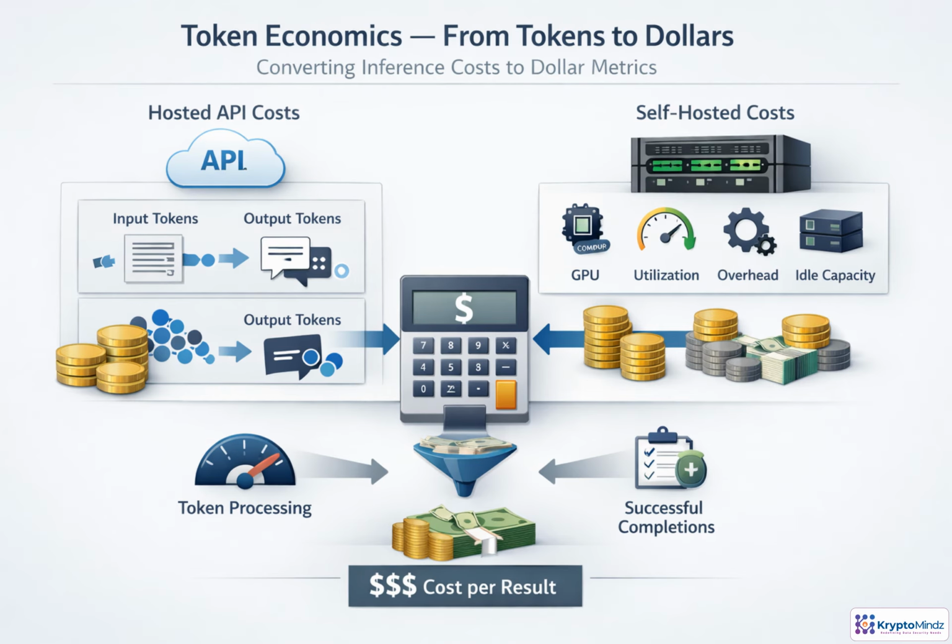Token economics starts by turning every inference into a comparable unit, dollars per useful result. With a hosted API, the basic calculation is simple. Input tokens times the input rate plus output tokens times the output rate. For self-hosting, the math is broader. Divide GPU and operations cost by the number of tokens actually generated, adjusted for utilization, batching, and idle capacity. Watch the common trap. Output tokens often drive both cost and latency, so shortening prompts alone may not move the needle. Track cost per successful completion, not just cost per request.